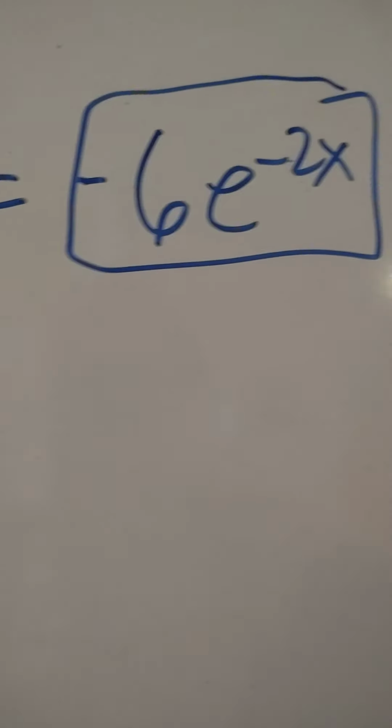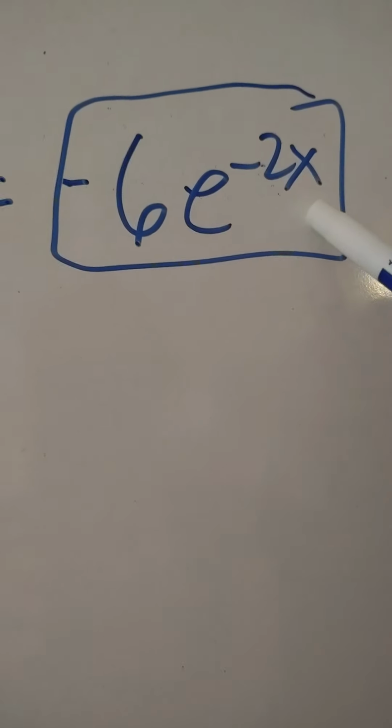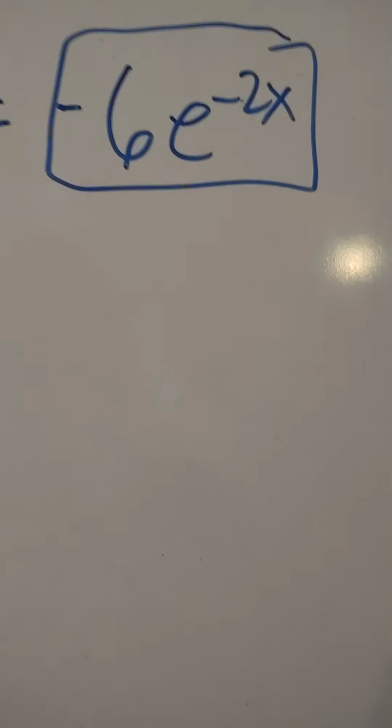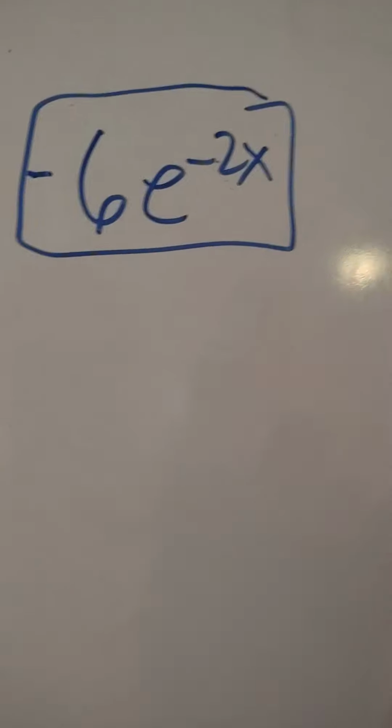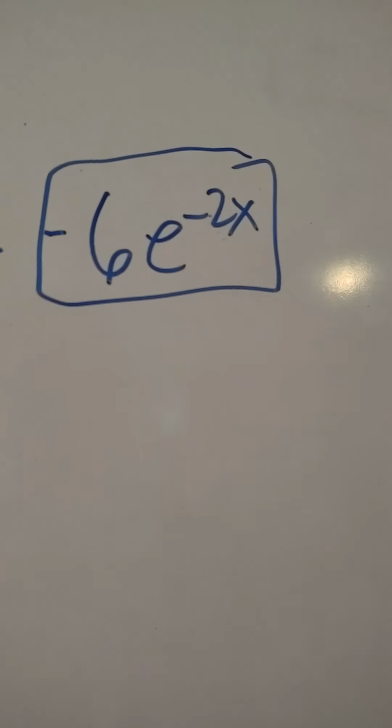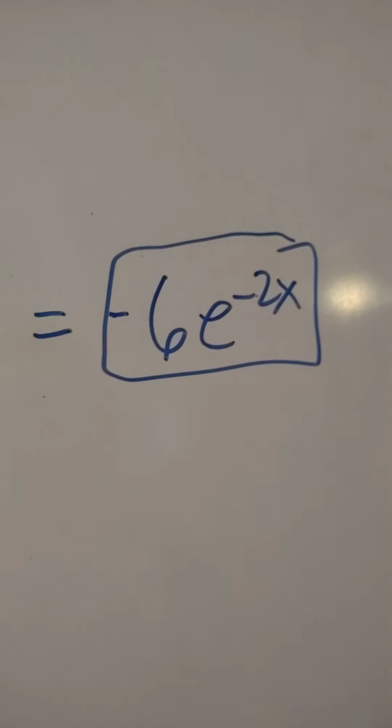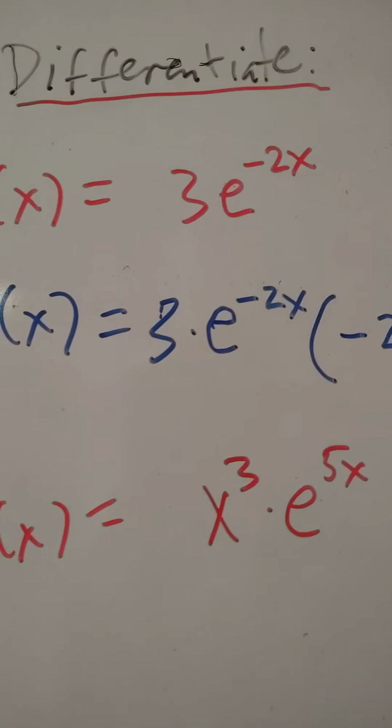That's good enough. You don't have to write this as 1 over e to the 2x, and then that's going to equal negative 6 over e to the 2x. This is all they want, just like that. It's okay to have negative exponents in your answer. Okay, so that was our first one.